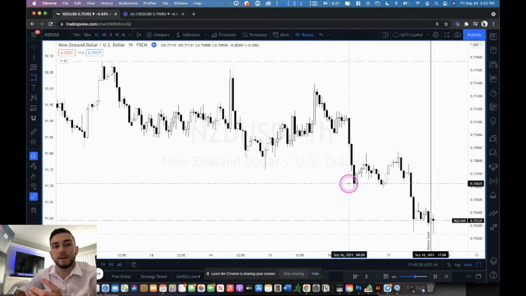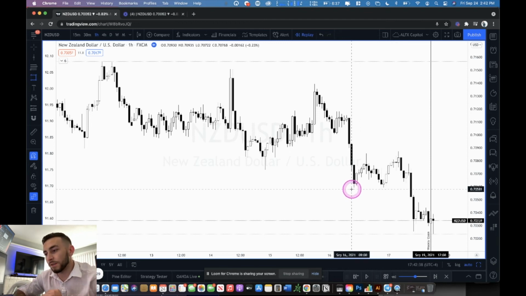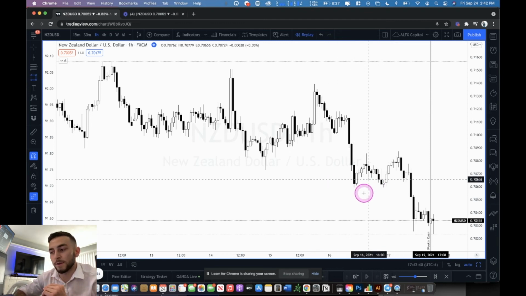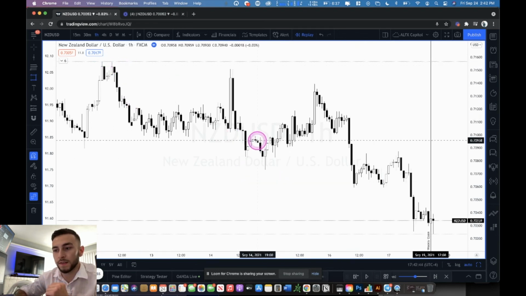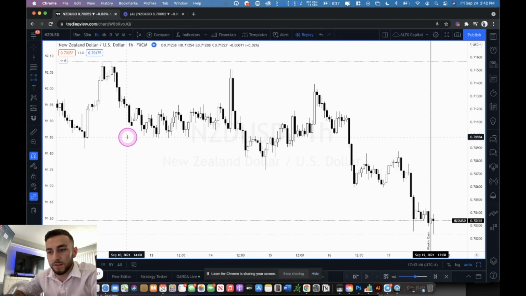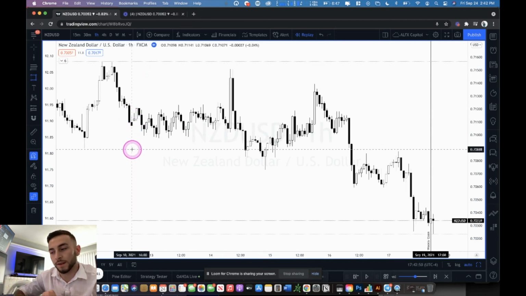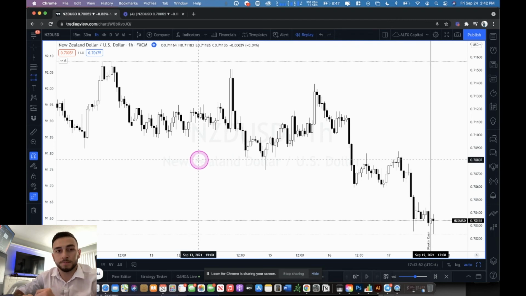All liquidity is just resting orders residing in the market. So any kind of money, stop losses, limit orders, pending orders, buy stops, sell stops, they all tend to reside around relative equal highs and lows. So when we're looking at the market, the first thing that we're trying to look at is, are there any relative equal highs or lows in the market? These relative equal highs and lows also tend to be looked at as support and resistance zones.